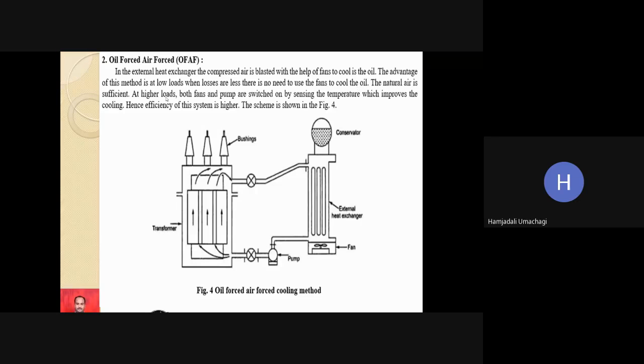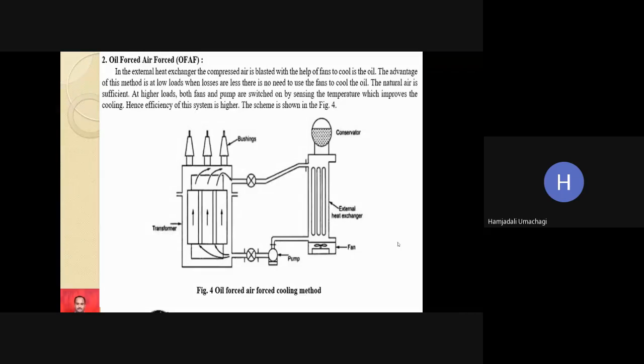Okay, the natural air is sufficient if the load is small, but at higher loads both fans and pumps are switched on by sensing the temperature, which improves the cooling. Suppose the load is more, then I should compress more air and blast it onto the heat exchanger, where the heat exchanger will be carrying hot oil. That hot oil carries the temperature of the windings and the core. So here the compressed oil we send will carry the temperature, and it will be sent to the heat exchanger via this valve. Here cooling will take place. If the load is small, then natural air can take the temperature from that oil. If the load is more, then we should turn on the fans, which will take the heat effectively.